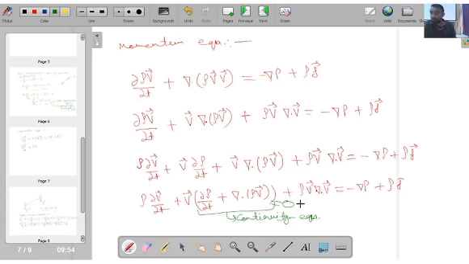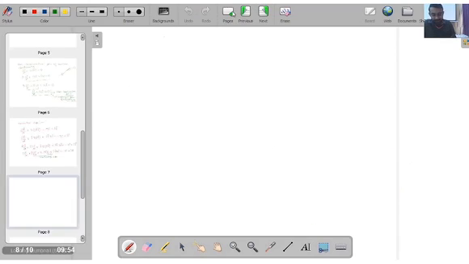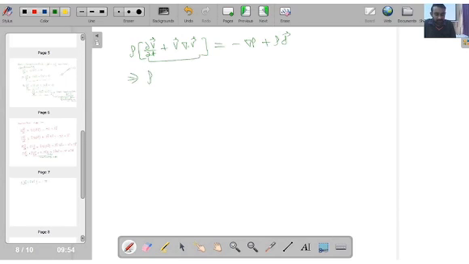Now from the first and fourth terms on the left hand side I can take rho common. So if I take rho common, then it is del v vector by del t plus v vector times divergence of v vector, and that is equal to minus gradient of p plus rho f vector. So from here the term inside the bracket is the total derivative. So this will be d v vector by dt.